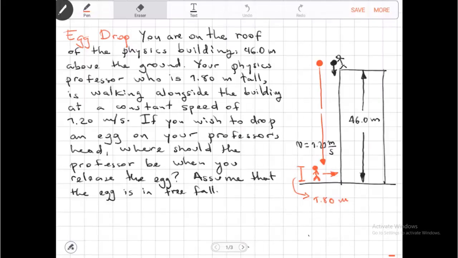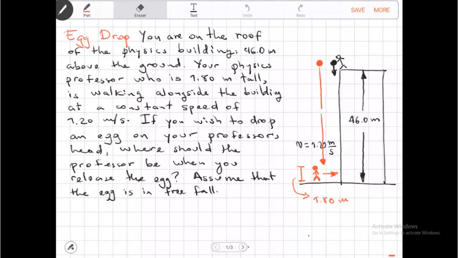Hi, on this occasion we are going to solve a problem about free fall. The problem says you are on the roof of the physics building, 46.0 meters above the ground. Your physics professor, who is 1.80 meters tall, is walking alongside the building at a constant speed of 1.20 meters per second. If you wish to drop an egg on your professor's head, where should the professor be when you release the egg? Assume that the egg is in free fall.